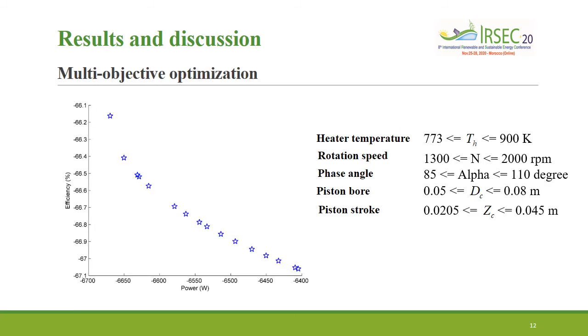In order to be sure of the new Stirling engine design, we have performed a multi-objective optimization, including the output power and efficiency using genetic algorithm, and we obtained the optimal Pareto front for 2 objective functions.